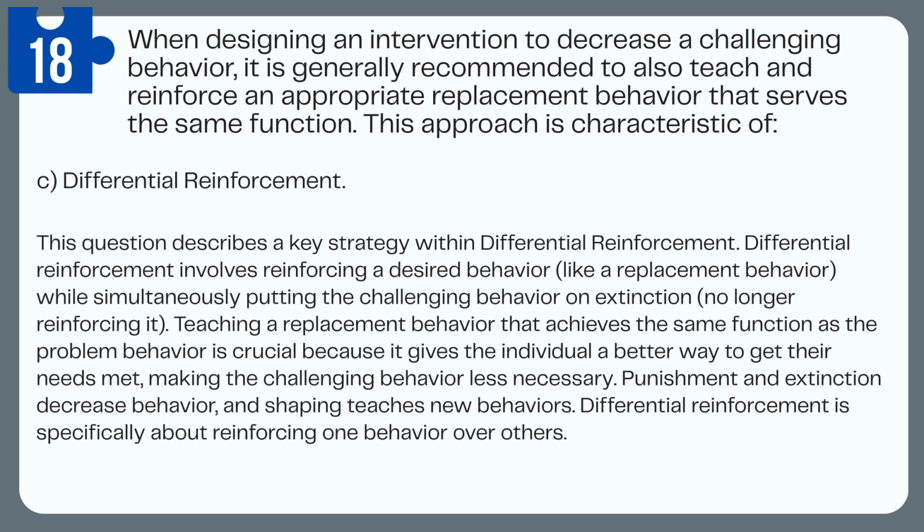Answer. C. Differential reinforcement. This question describes a key strategy within differential reinforcement. Differential reinforcement involves reinforcing a desired behavior, like a replacement behavior, while simultaneously putting the challenging behavior on extinction, no longer reinforcing it. Teaching a replacement behavior that achieves the same function as the problem behavior is crucial because it gives the individual a better way to get their needs met, making the challenging behavior less necessary. Punishment and extinction decrease behavior, and shaping teaches new behaviors. Differential reinforcement is specifically about reinforcing one behavior over others.